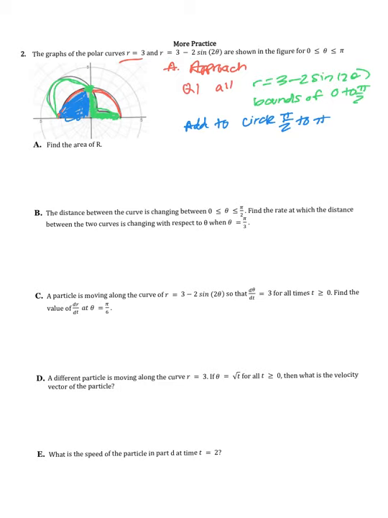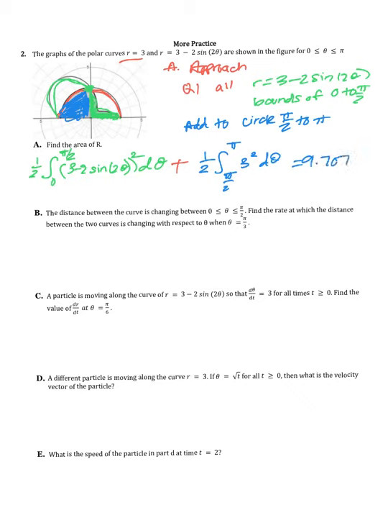So let's set up our integrals. So 1/2 times the integral from 0 to pi over 2 of 3 minus 2 sine of 2 theta d theta. Don't forget your squared sign, and I should probably add a second set of parentheses here, plus the circle, so 1/2 times the integral from pi over 2 to pi of 3 squared d theta. Everything after this point is a calculator problem, and I believe you should get 9.707 when you evaluate each of those integrals and then add their values together.